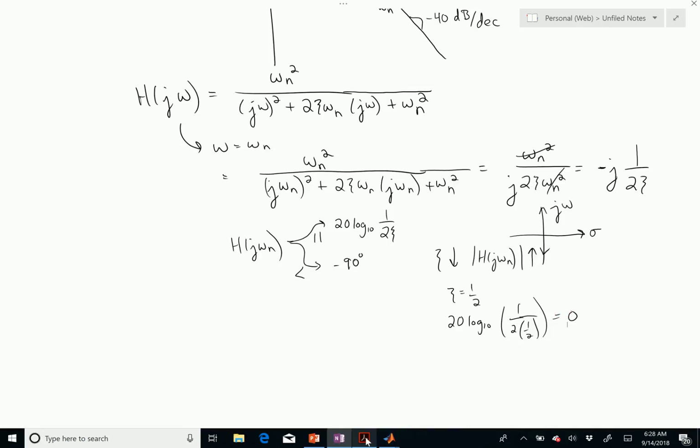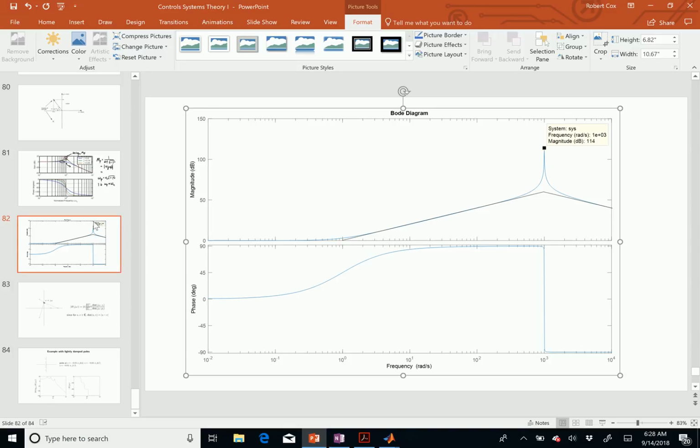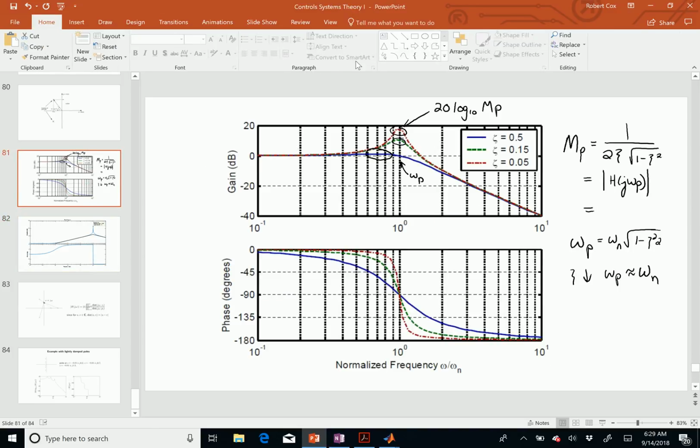Now let's take a look at what this means. Here are some examples. What I've done is plot in MATLAB a basic second order system for a couple of different values of zeta. I plotted this on a normalized x-axis, so I've divided all my frequencies by omega n. So this is 1, this is omega n. This is 10% of omega n. This is 10 times omega n. Notice in each case, for frequencies lower than omega n, I'm basically at 0.